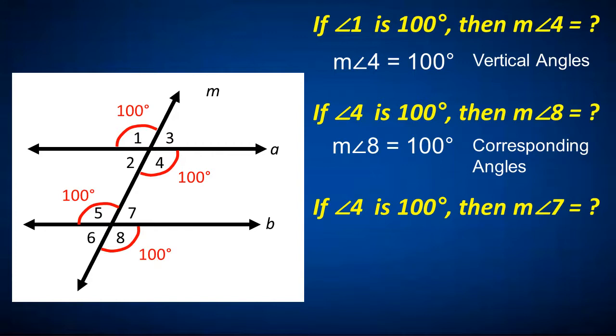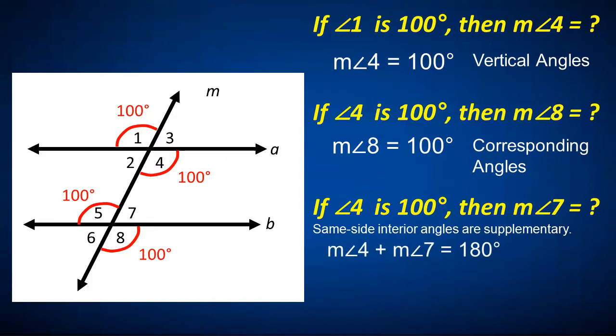Again, the first step is to identify the relationship of the two angles. Angle 4 and angle 7 are a pair of same side interior angles. Earlier in the properties, I mentioned that when it is same side, they are not congruent, but they are supplementary. Meaning, if you add angle 4 and angle 7, it should equal 180 degrees.